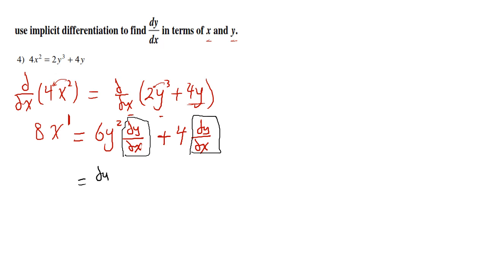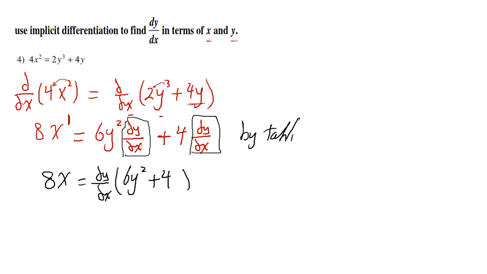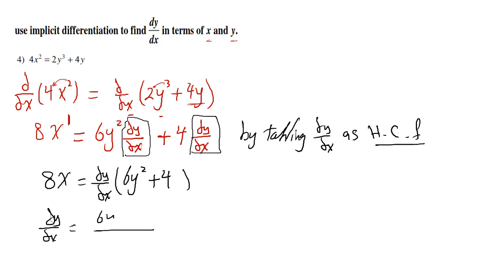So I'm going to take dy by dx as a highest common factor. So here there will be 6y squared plus 4, and the other side is 8x. So by taking dy by dx as a highest common factor, divide both by 6y squared plus 4, so dy by dx is equal to 8x divided by 6y squared plus 4.